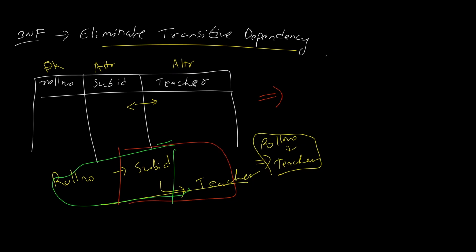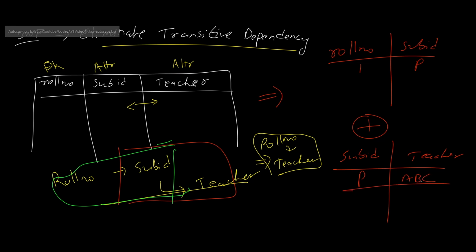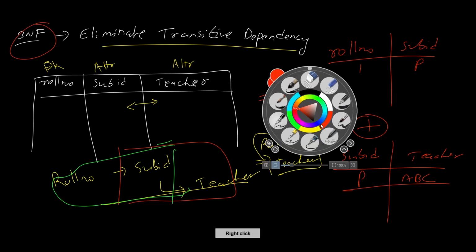So what it becomes is simply roll number and subject id, that is, the student is learning this subject, plus the relation with subject id and the teacher, that we know that this subject is taught by this teacher. And that's how the third level of normalization, the 3NF form, is complete. That's how you can normalize the table with 3NF.